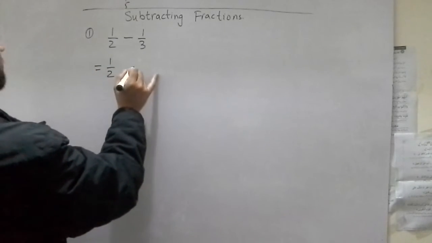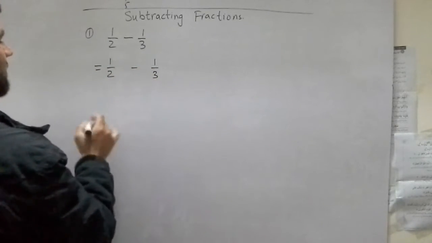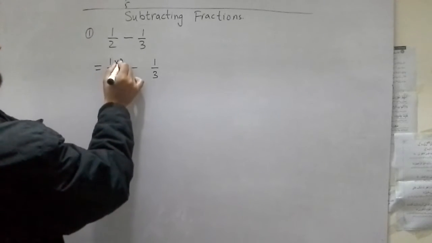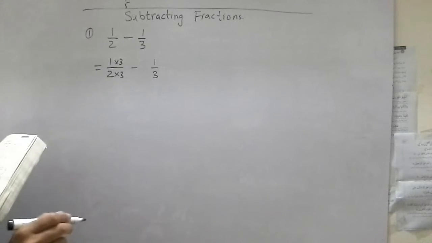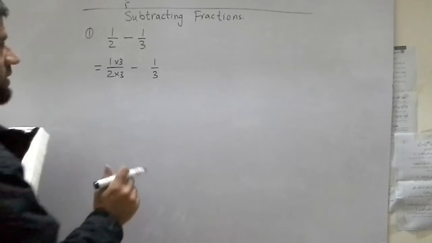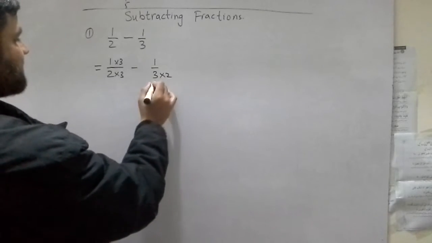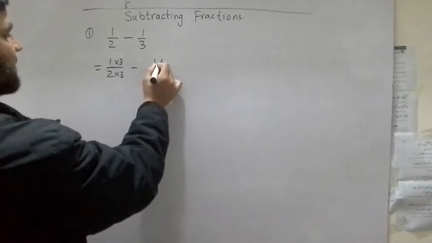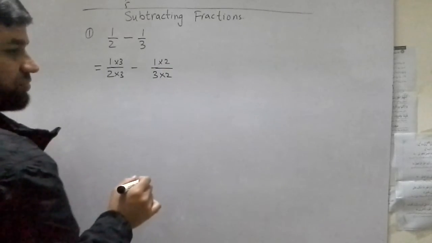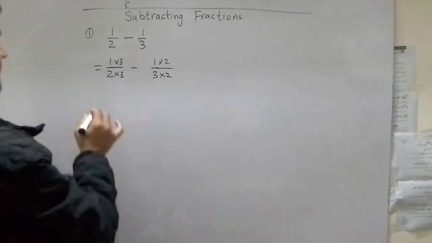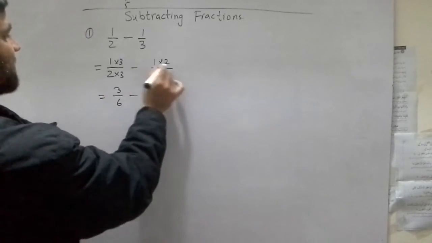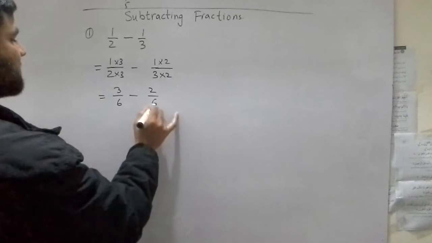So 1 over 2 and 1 over 3, just copy them down and multiply this 2 with 3 to get 6 there. Whatever you multiply the bottom number by, you need to multiply the numerator by as well, and 3 times 2 will give us 6 as well, same as this denominator. Multiply the numerator with the same number by which you multiply the denominator. Now 1 times 3 is 3, 2 times 3 is 6, minus 1 times 2 is 2, 3 times 2 is 6.